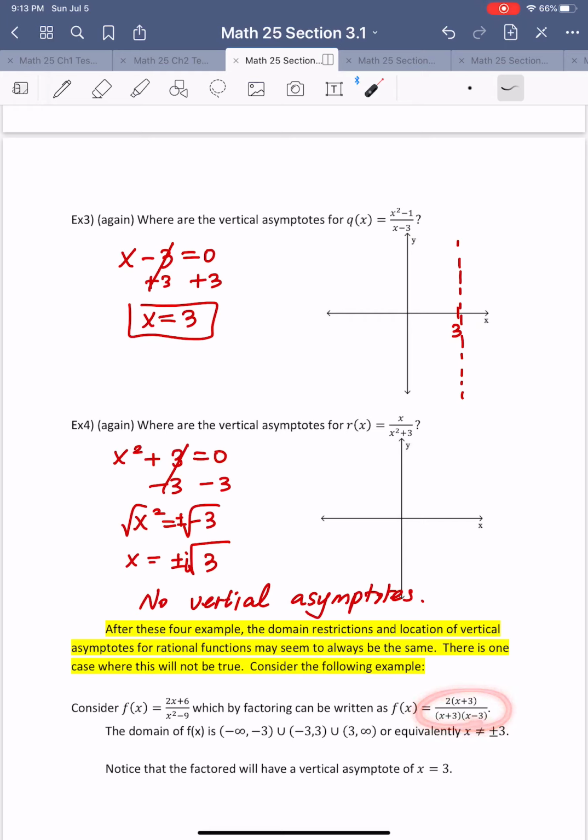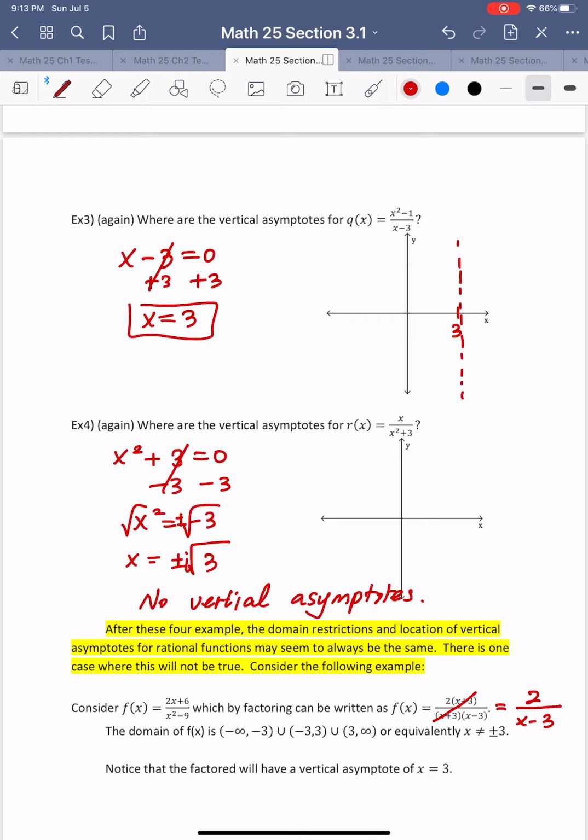And then the domain of f of x is going to be, x cannot be 3 or negative 3, that's the domain, all real numbers except these. But notice that there's a cancellation this time, which means x plus 3 cancels out. So you can reduce this expression as 2 over (x minus 3).